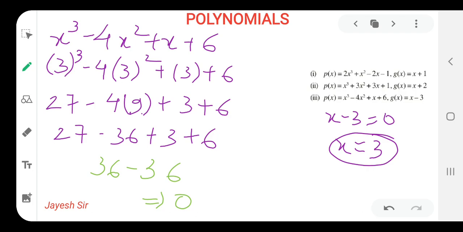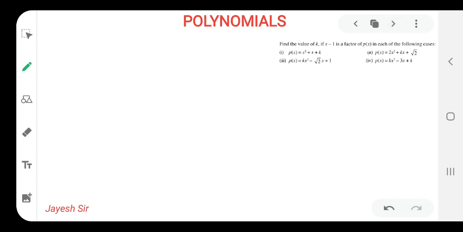So let's begin with question number 2. What does question number 2 tell us? Find the value of k if x minus 1 is a factor of p of x in each of the following cases. Yes friends, here also we first have to find the zero of the polynomial. How will we find it? As x minus 1 is a factor, we will assume it as 0. So the zero of the polynomial is 1.